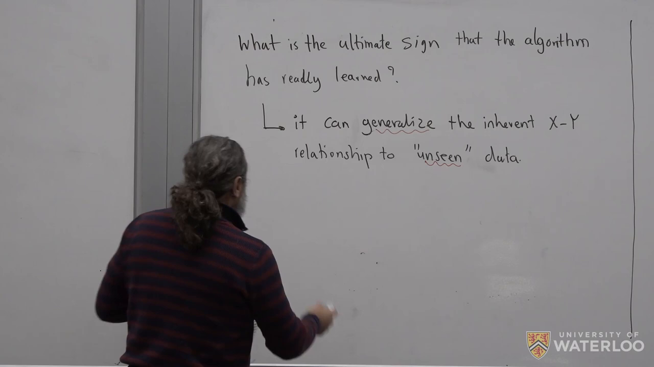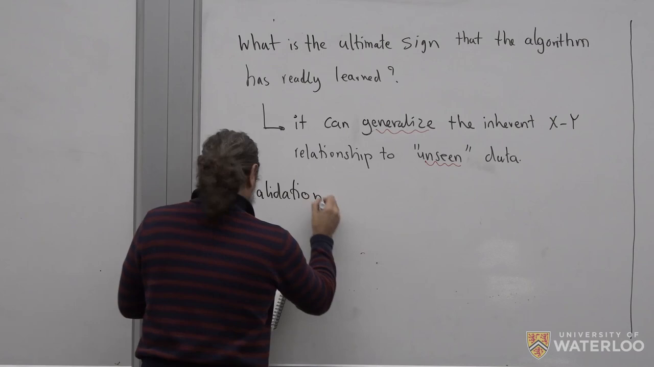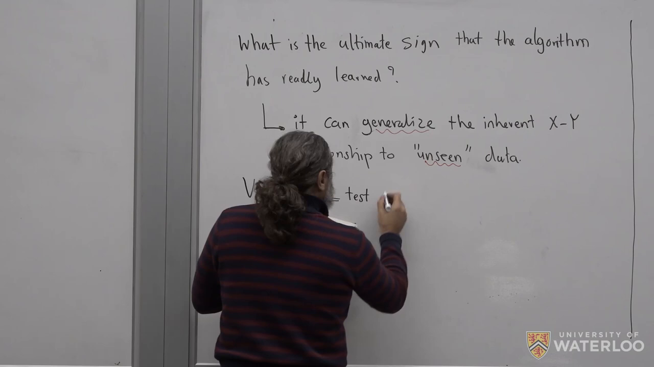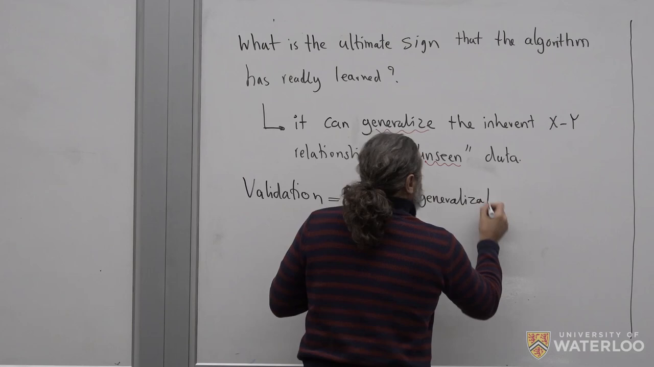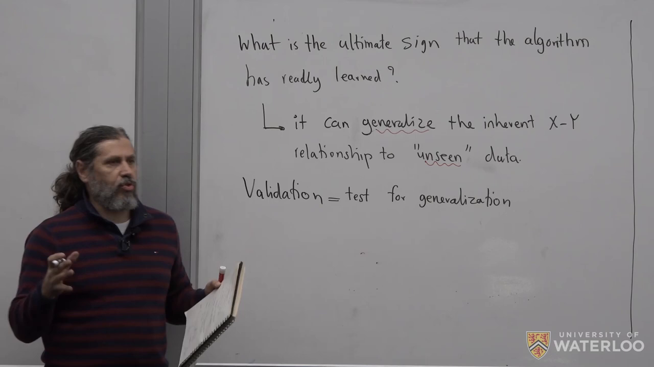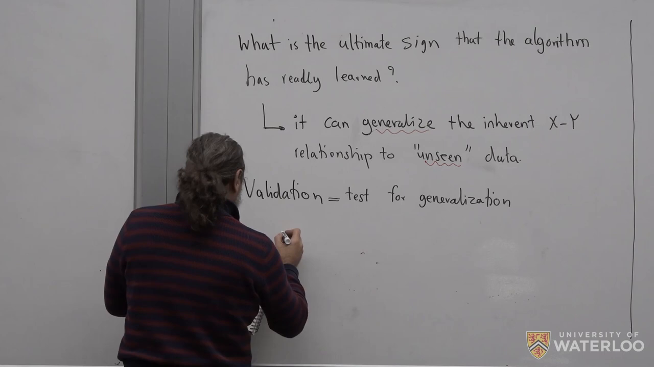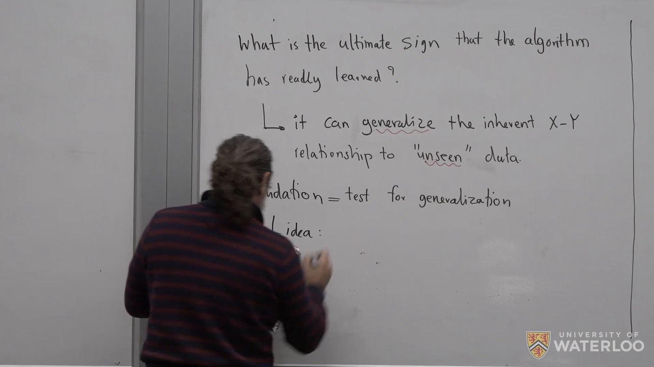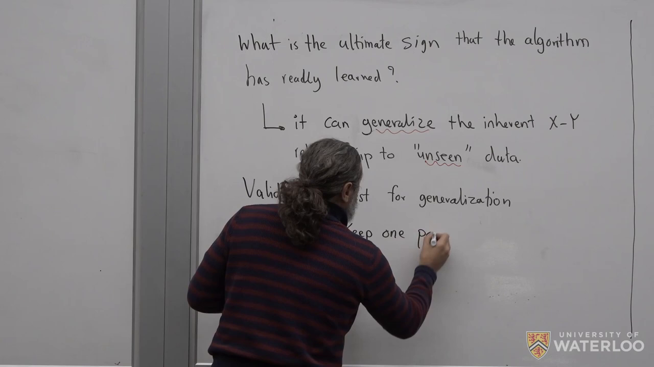So we want to validate that. And the validation is fundamentally a test for generalization. So we are getting close to becoming really explicit about running Turing tests for the training of AI algorithms. So the core idea is to keep one part of the data for testing.